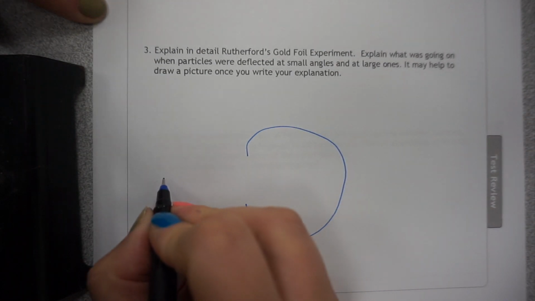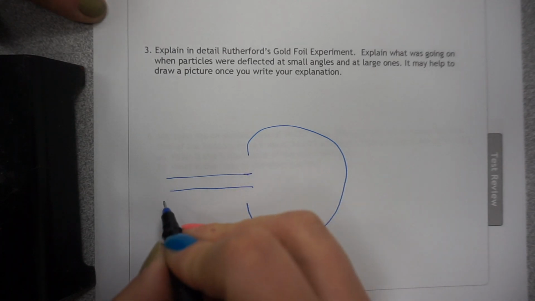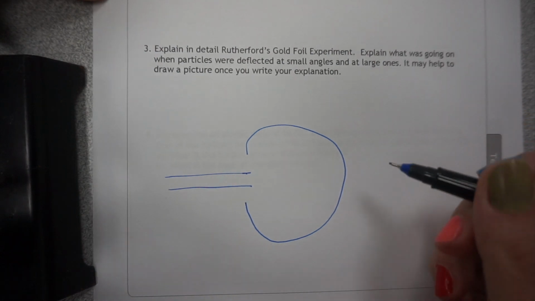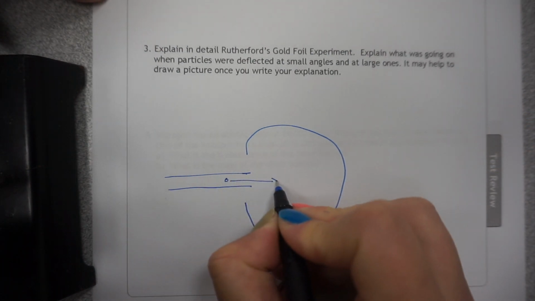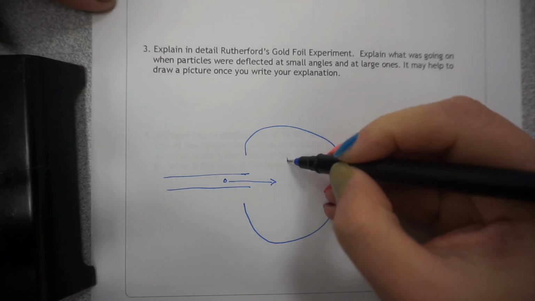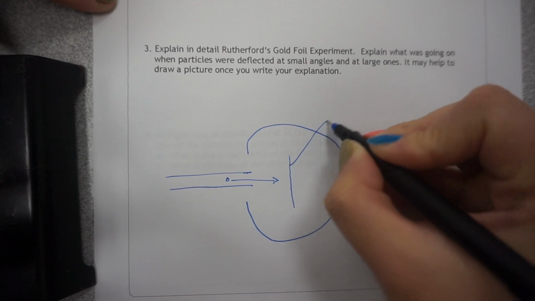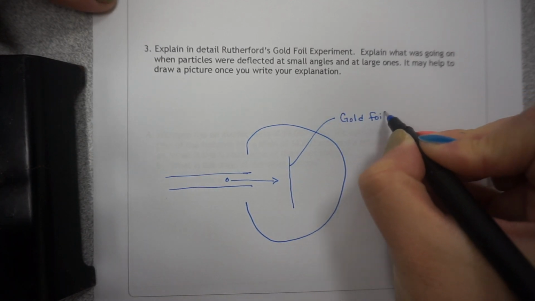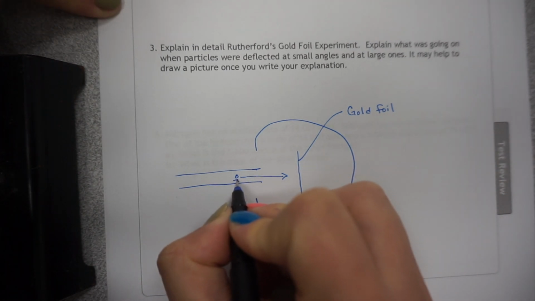So he's shooting these alpha particles, and in class we talked about how he shot them. I actually didn't know at first, but you had the question, so we researched it. But he would shoot these little alpha particles, which are positively charged particles, on a piece of gold foil. And we'll go ahead and say that that's an alpha particle.